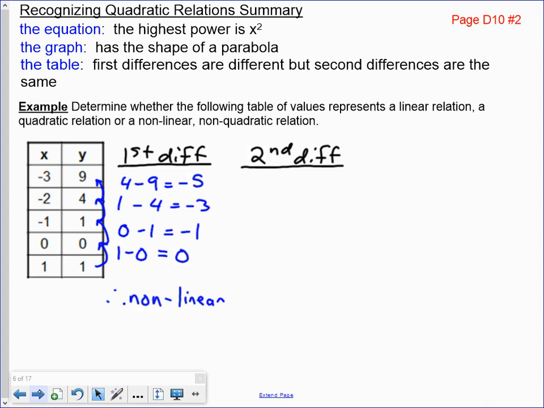Let's take a look at our second differences. Again, we'll start at the bottom and work our way up. 0 minus negative 1 is 1. Negative 1 minus negative 3 is 2.